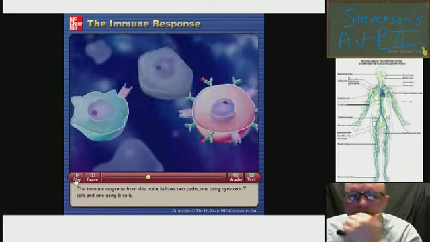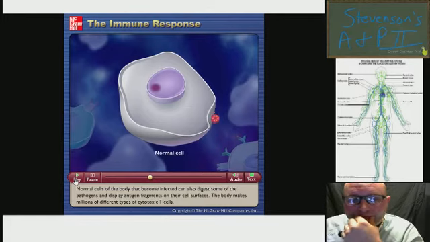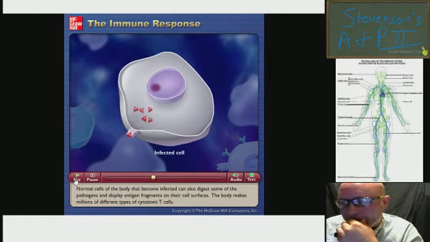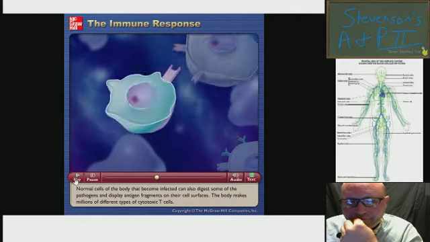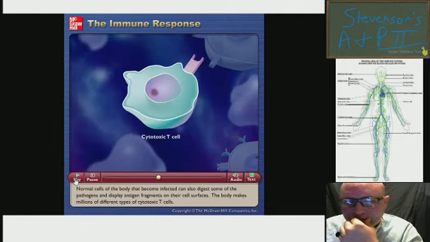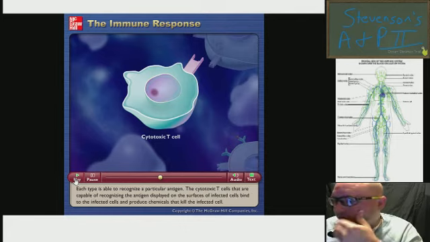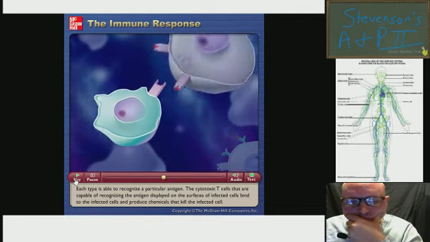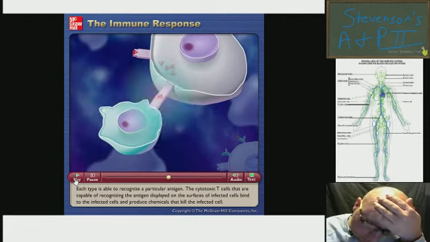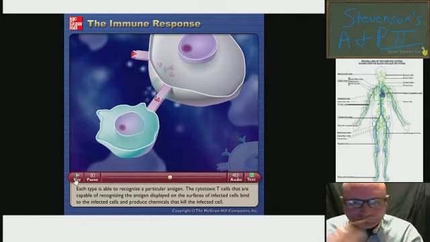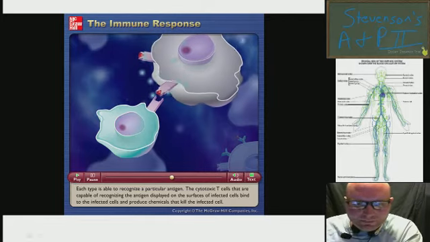Normal cells of the body that become infected can also digest some of the pathogens and display antigen fragments on their cell surfaces. The body makes millions of different types of cytotoxic T cells. Each type is able to recognize a particular antigen. The cytotoxic T cells that are capable of recognizing the antigen displayed on the surfaces of infected cells bind to the infected cells and produce chemicals that kill the infected cell.